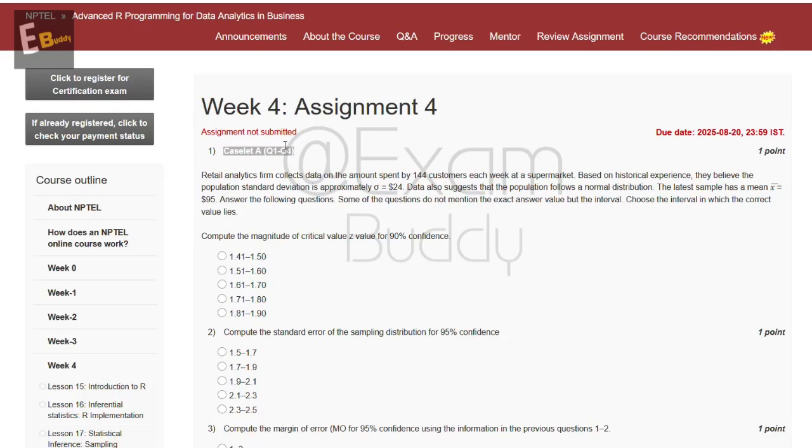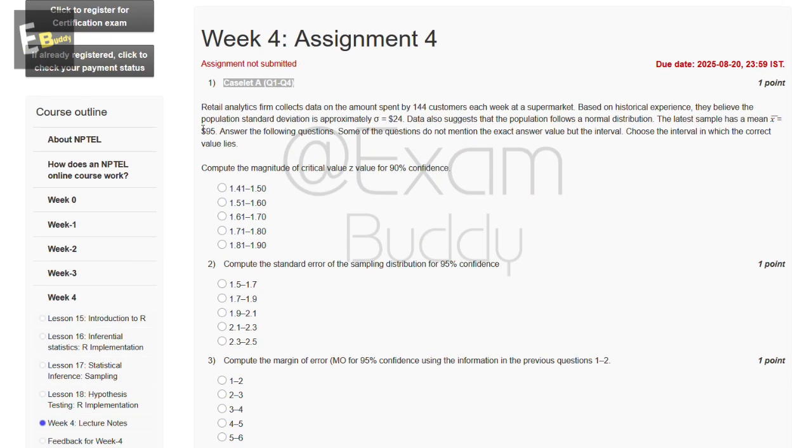Now let's do our assignment, Advanced R Programming for Data Analytics in Business, Week 4, assignment 4. The first question: a retail analytics firm collects data on the amount spent by 144 customers each week at a supermarket. Based on historical experience, they believe the population standard deviation is approximately $24. Data also suggests that the population follows a normal distribution. The latest sample has a mean of $95. Answer the following questions. Some of the questions do not mention the exact answer value but the interval. Choose the interval in which the correct values lie.